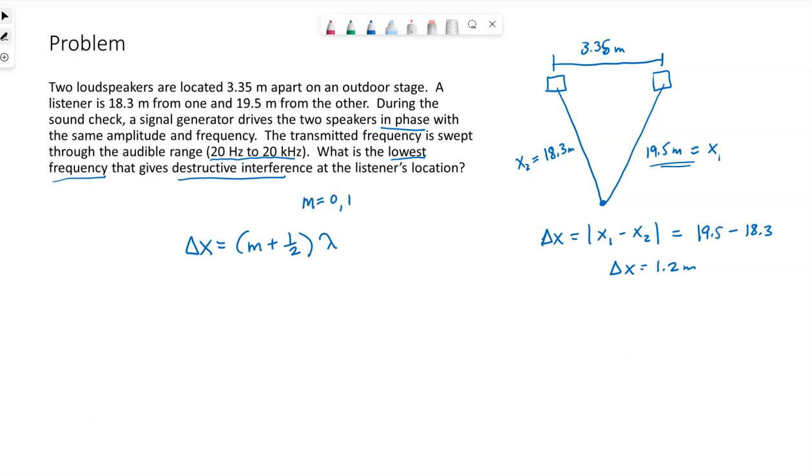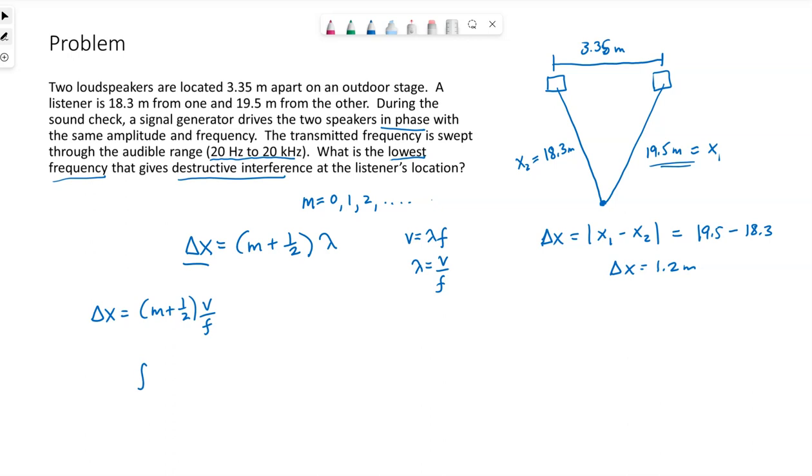M can be 0, 1, 2, 3, and so forth. Okay, frequency is not in our equation. We know delta X. M, well, we're going to have to determine what M value works for us. Wavelength and frequency are related. We know the speed of a wave is wavelength times frequency. So in place of wavelength, I'm going to put speed over frequency. So delta X is m plus 1/2 times speed over frequency.